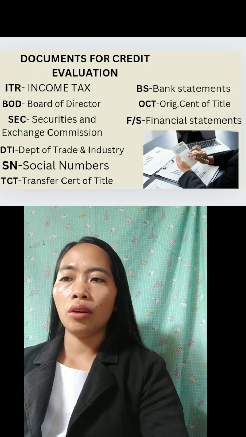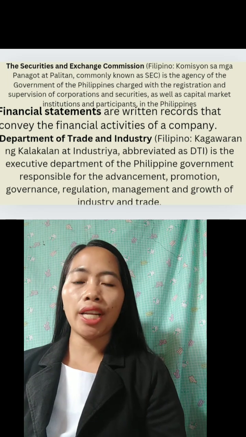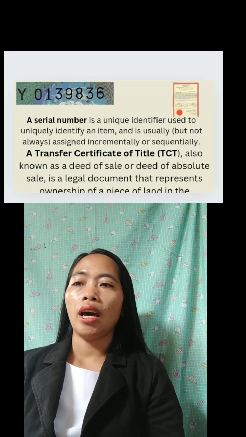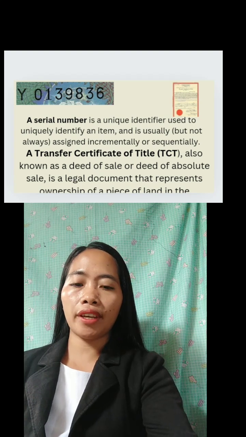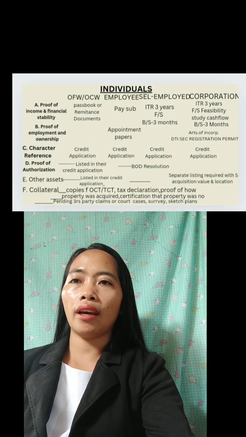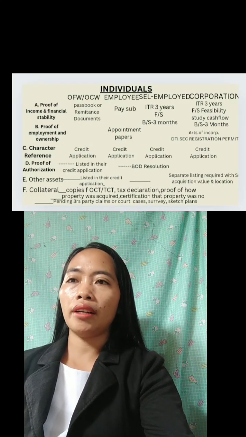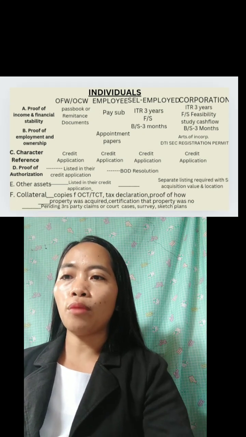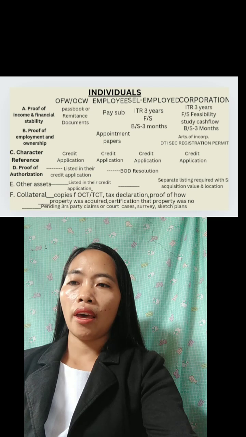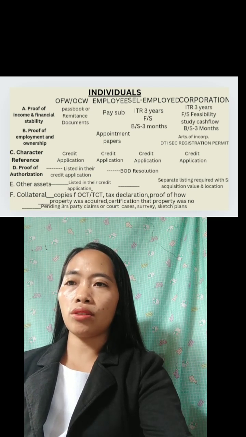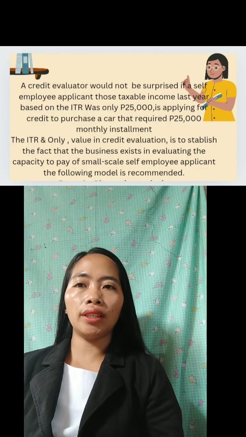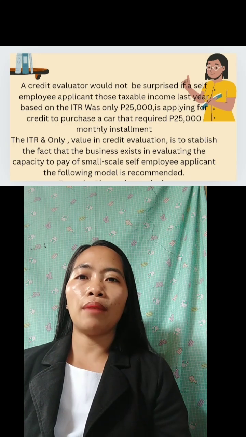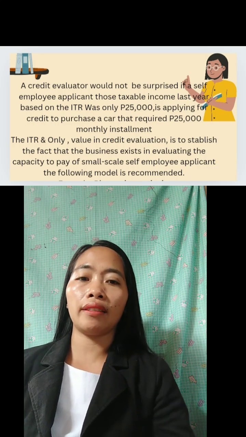And also required is the Department of Trade and Industry. And the next is a serial number. Next is a transfer certificate of title. And the next are proofs of income. Next is proof of authorizations and other assets. And also, a credit evaluator would not be surprised if a self-employed applicant's taxable income last year is based on the ITR.